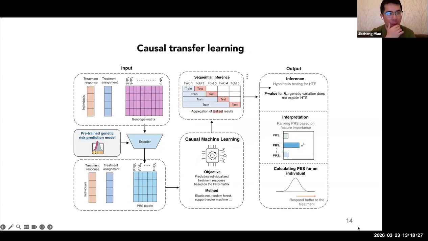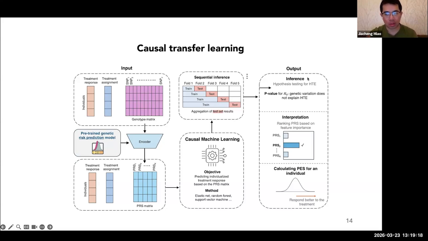So this is the whole pipeline of our method. The input is individuals with their treatment response, treatment assignment, whether the individual receives treatment, and also their genome-wide genetic variations. But instead of training the model from this matrix, you can consider it as a feature matrix. We first use pre-trained genetic risk prediction models to do dimension reduction from tens of millions of SNPs into thousands of PRS. Then we apply causal machine learning to fine-tune this matrix to estimate the polygenic efficacy scores. And we do sequential inference to make sure the training fold and the inference fold are not the same fold, so there's no overfitting problem.